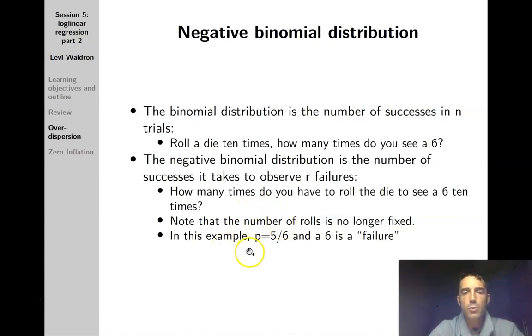And just as a note, in the binomial distribution, we referred to the 6 using p with a probability of 1/6. It's reversed in the negative binomial distribution. And here, p in this distribution is 5/6, so that a non-6 is the success and a 6 is the failure.